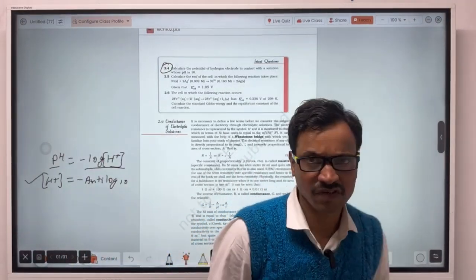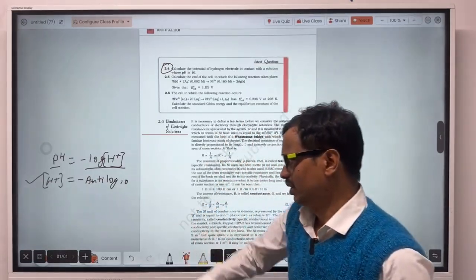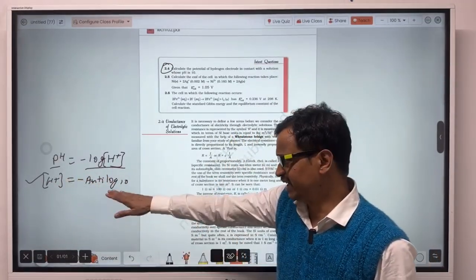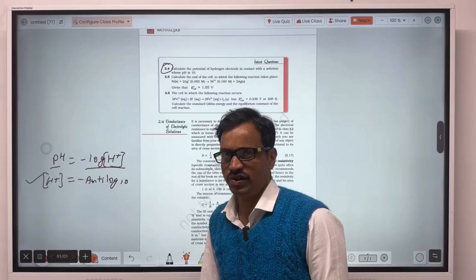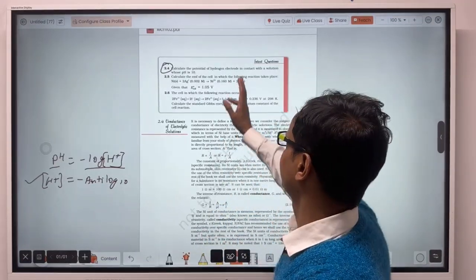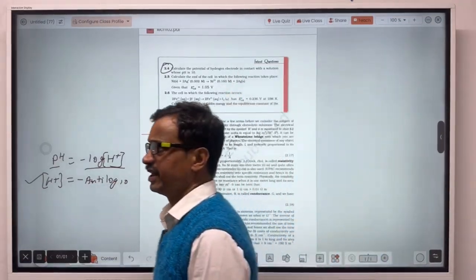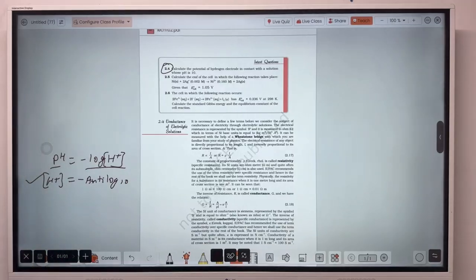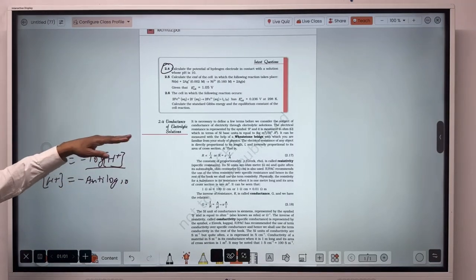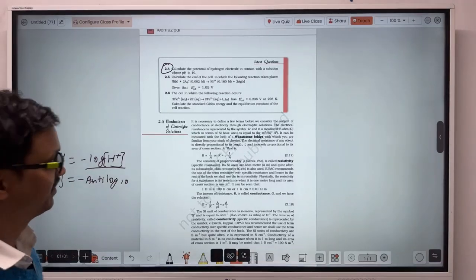The standard electrode potential of hydrogen is 0. So here you calculate the concentration of H plus ion and put the value of the concentration of H plus ion in the reaction, then you can find out the electrode potential of hydrogen at that pH. Okay, very easy.